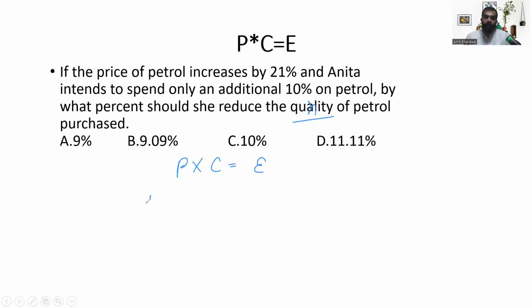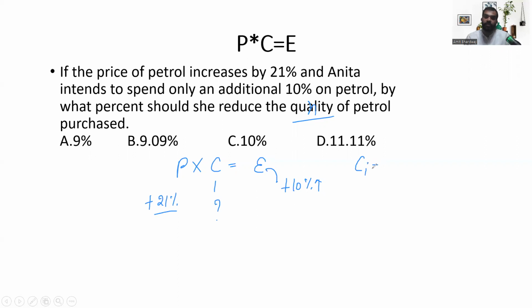Petrol price increased by 21%. Anita intends to spend only an additional 10%. Expenditure only has a 10% increase. How much percent should she reduce the quantity? Consumption decrement you have to find out, right?